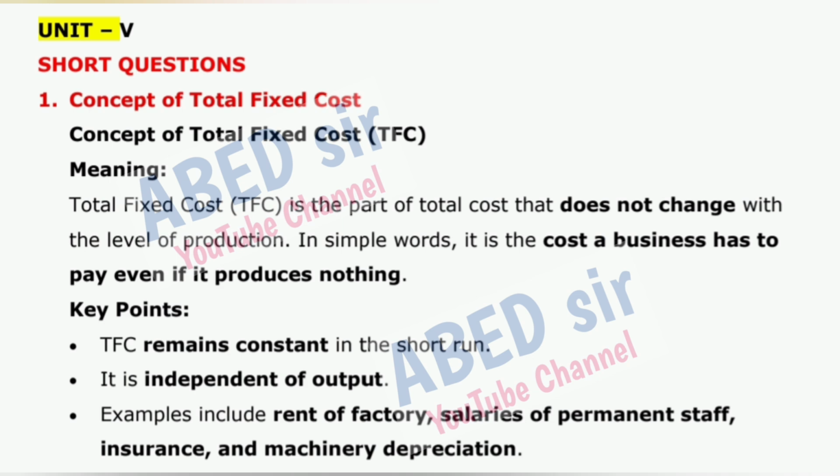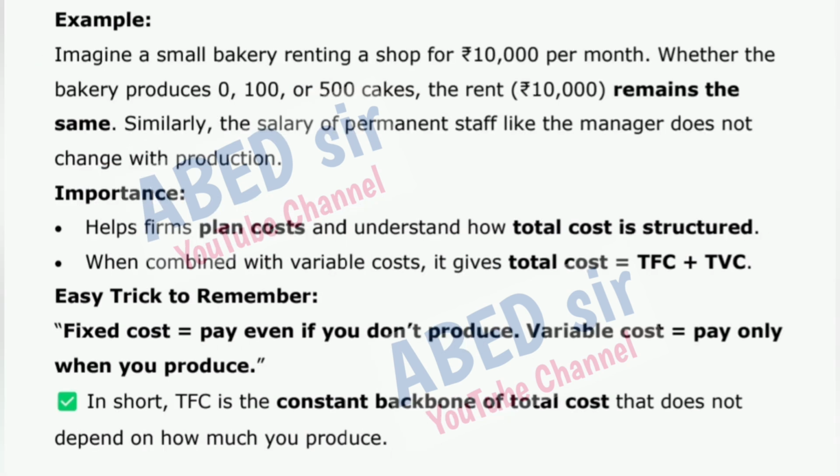Key points: TFC remains constant in the short run. It is independent of output. Examples include rent of factory, salaries of permanent staff, insurance, and machinery depreciation. Example: imagine a small bakery renting a shop for 10,000 rupees per month. Whether the bakery produces 0, 100, or 500 cakes, the rent, 10,000 rupees, remains the same.